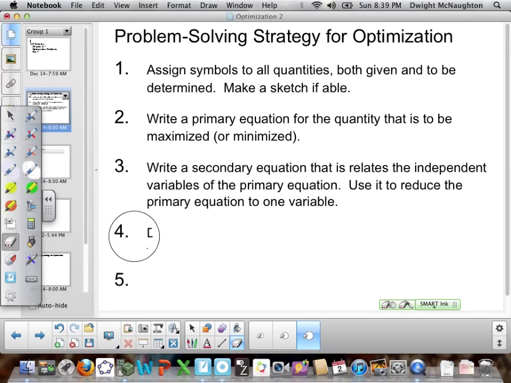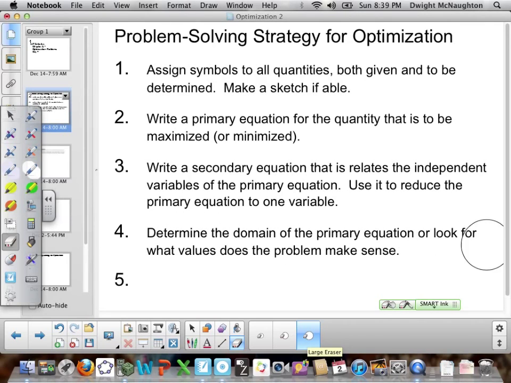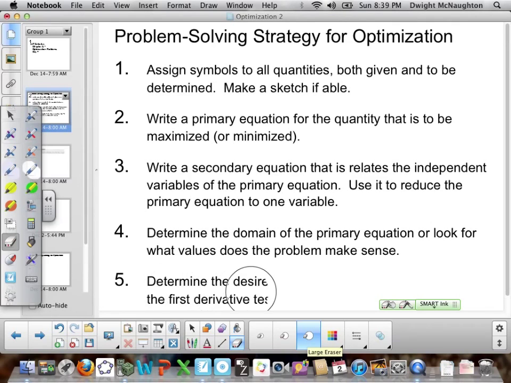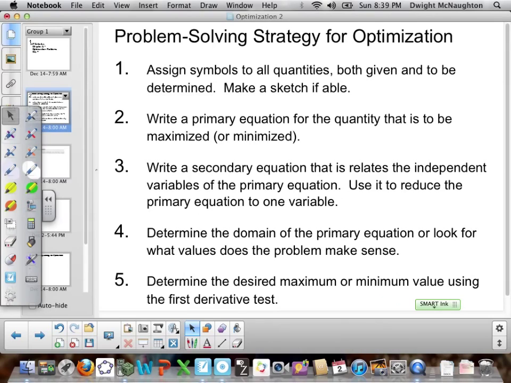Step 4, find the domain of your primary equation. And step 5, optimize using the first derivative test. We're going to do one more example of this. We're going to do an example that shows why it's so important to determine your domain.